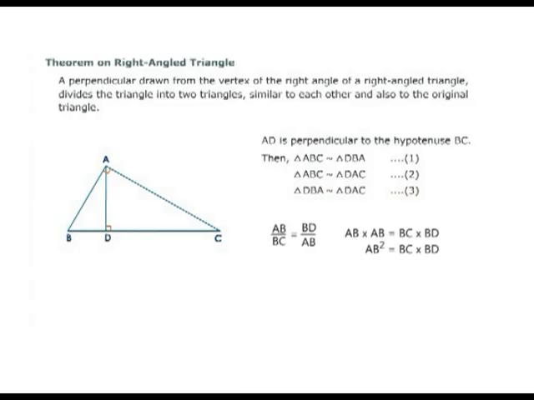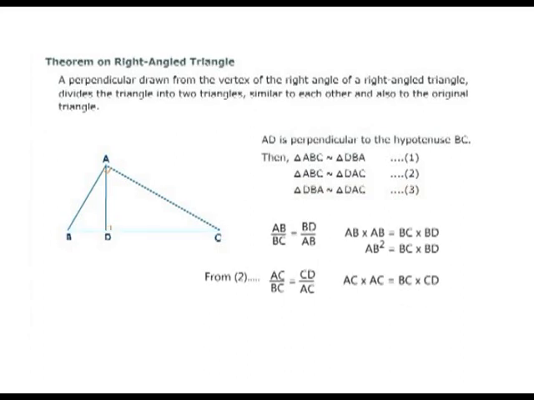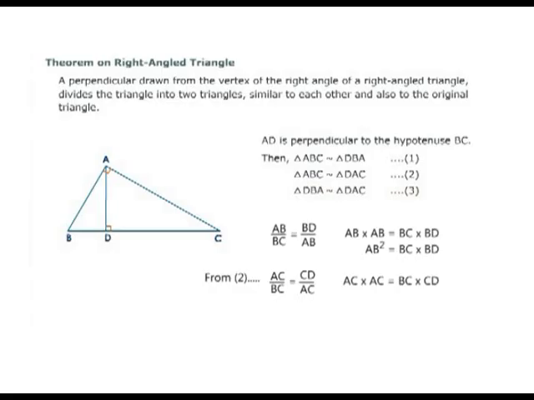From equation 2, we shall get AC over BC is equal to CD over AC. Cross multiplication, AC times AC is equal to BC times CD. And so we get AC squared is equal to BC times CD. And from equation 3, we shall get AD over BD is equal to CD over AD. That shall give us AD squared is equal to BD times CD.